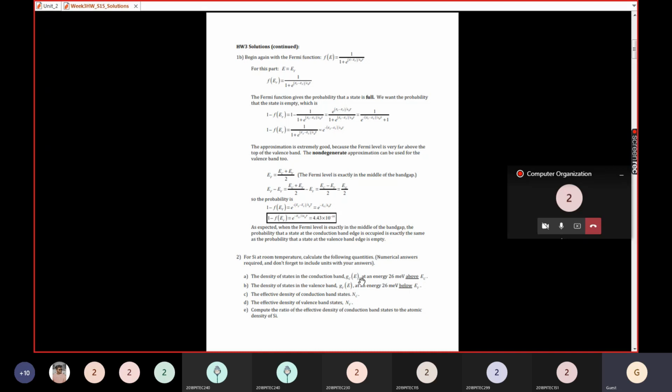Next, you have to find the new quantities. What are the new quantities here? What is the effective density of the conduction band? What is the effective density of the valence band? Then finally, you have to check the ratio between NC and NV.